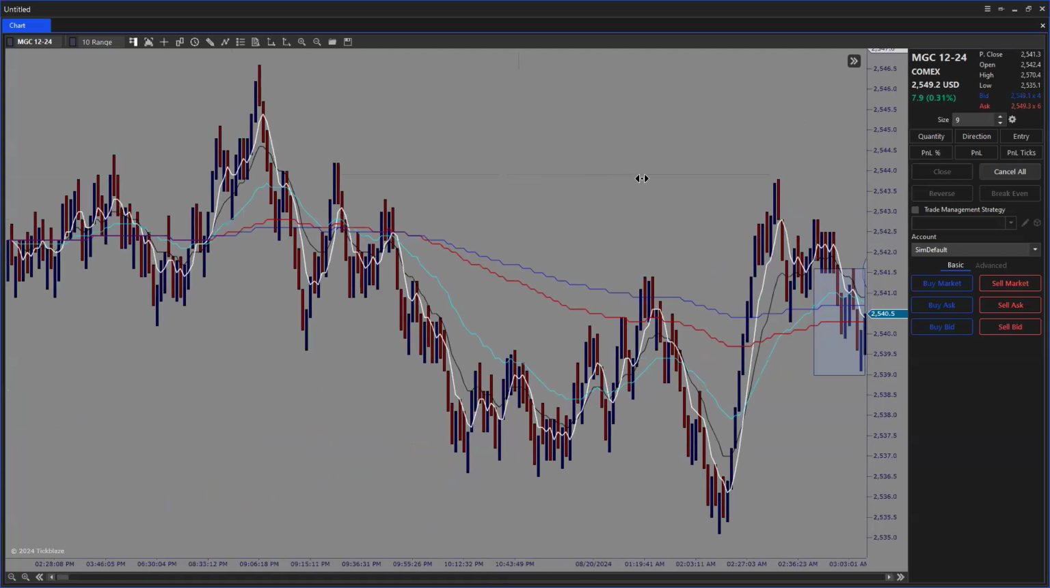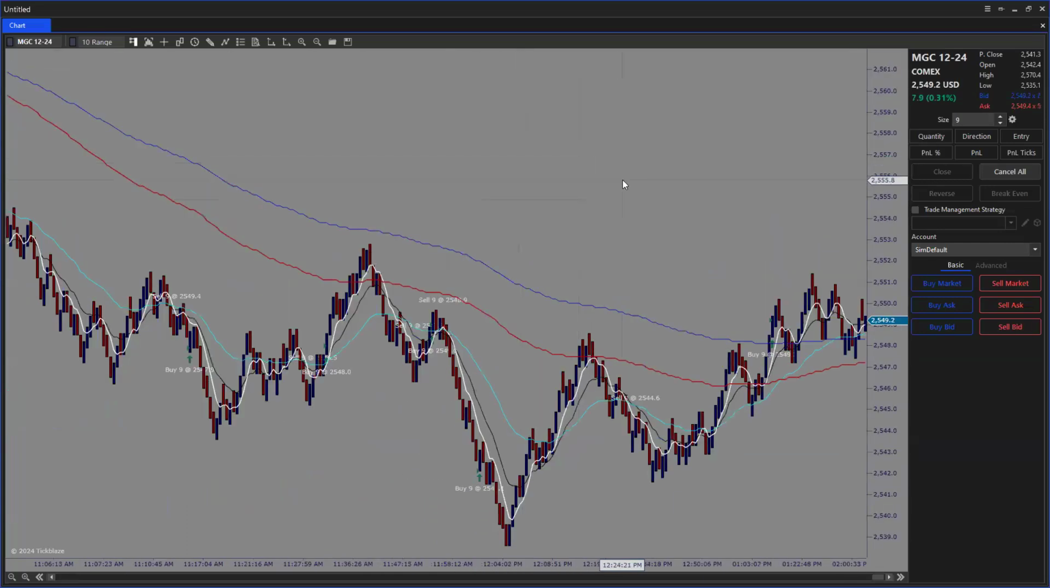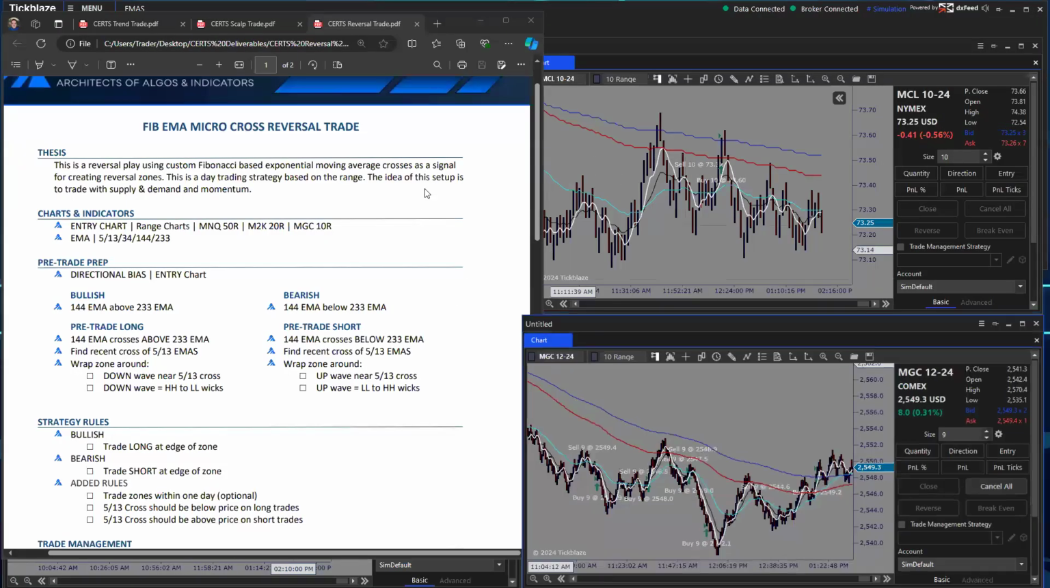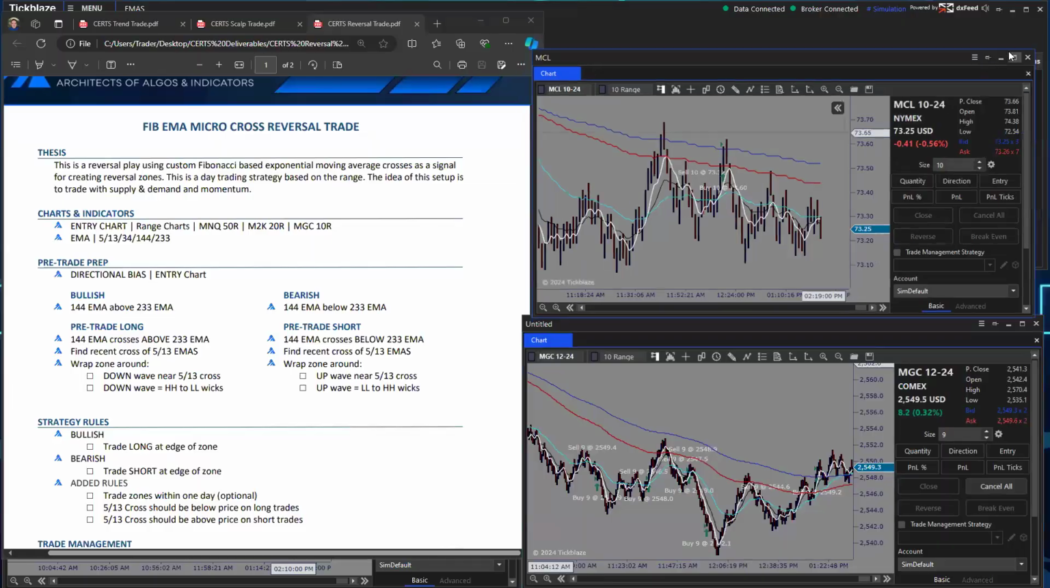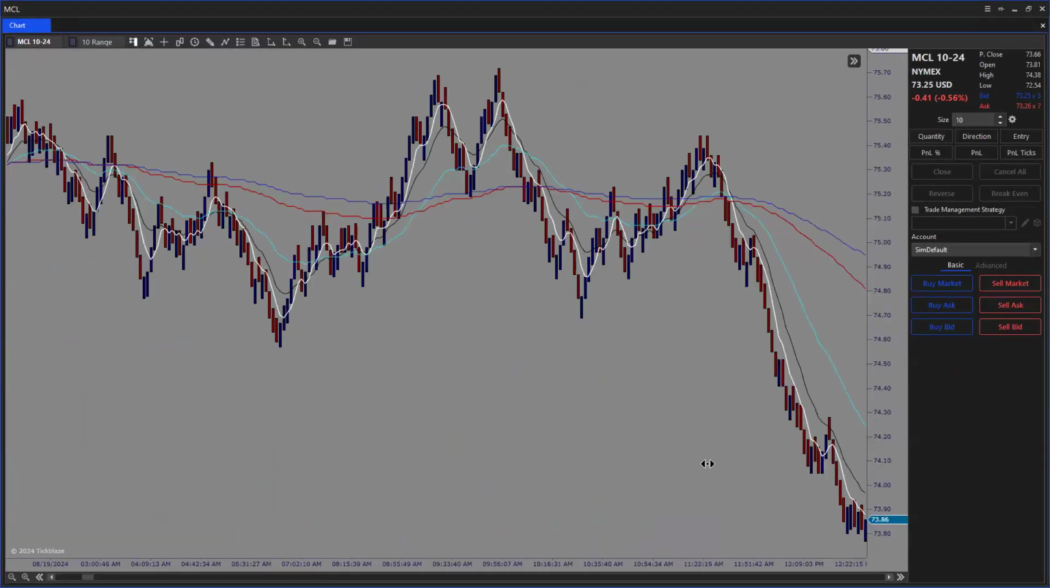And then that is kind of middle of the night. So let's go to another chart. Let's go to crude. Now, we went over 2 on crude today.